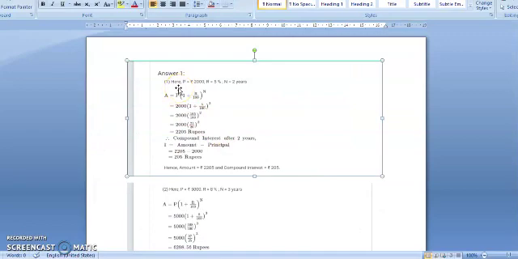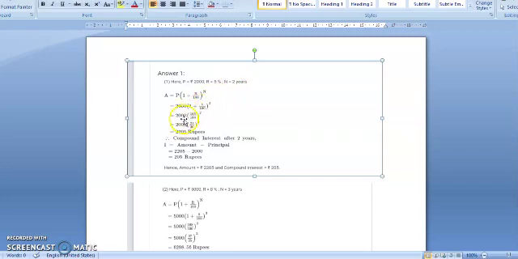Here in the first question, principal amount is rupees 2000, rate of interest is 5% and number of years is 2 years. So according to our formula, amount equals principal amount multiplied by (1 plus rate of interest upon 100) raised to power number of years. So 2000 multiplied by (1 plus 5 upon 100) raised to power 2.